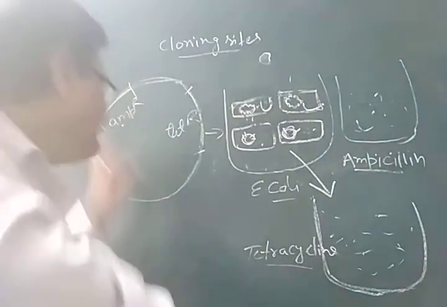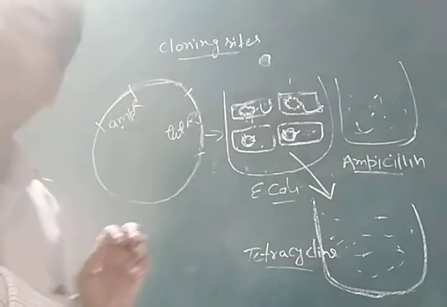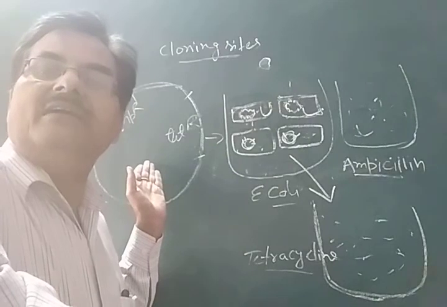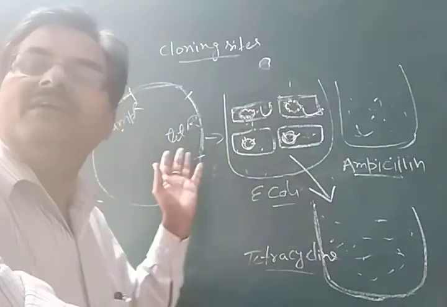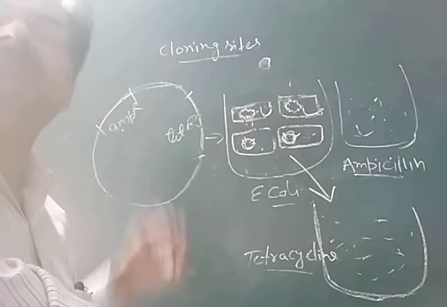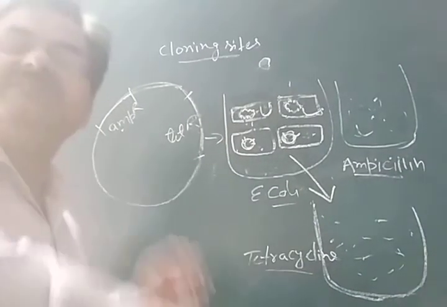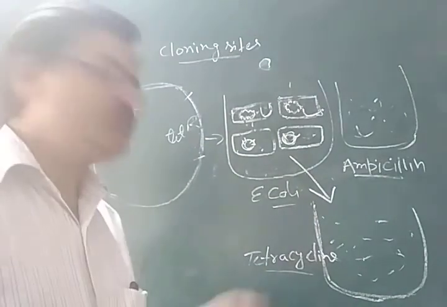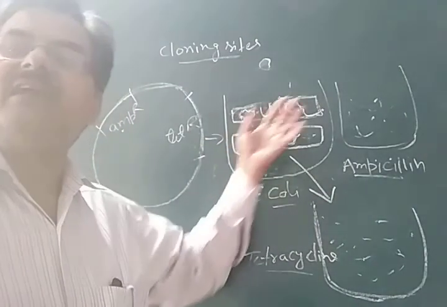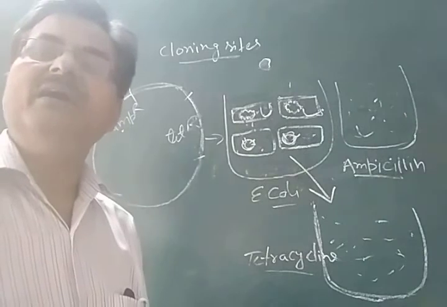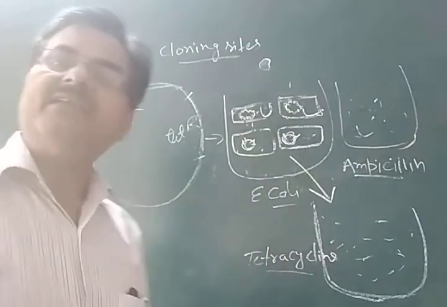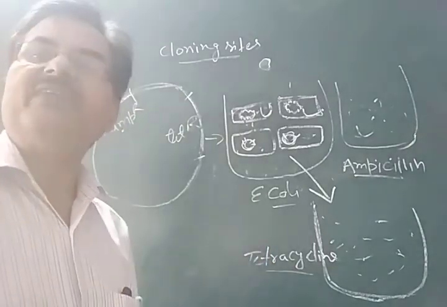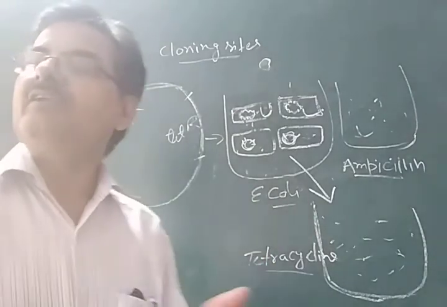So that's why two antibiotic resistance genes are used in pBR322. And so we learned the importance of these two antibiotic resistance genes. The ampicillin resistance gene helps to isolate or identify the transformant from non-transformant, and the tetracycline resistance gene helps to isolate or differentiate recombinant from non-recombinant.